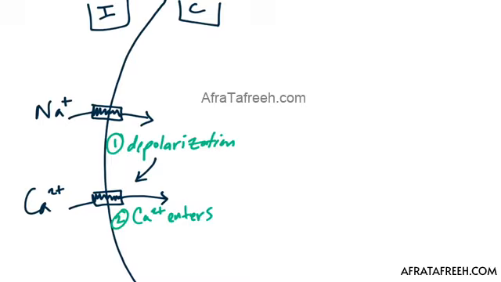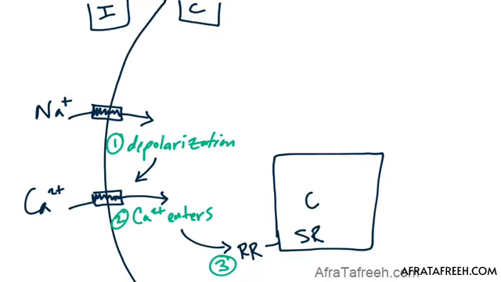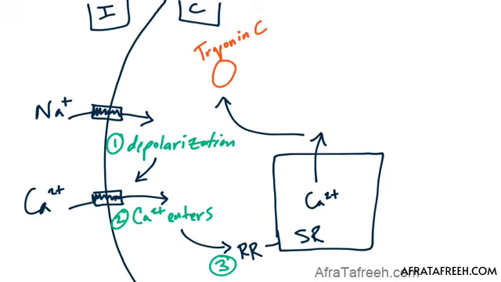Once in the cell, calcium binds to receptors on the sarcoplasmic reticulum called ryanodine receptors, which is the third step in contraction. So this is the sarcoplasmic reticulum. It has ryanodine receptors, and when calcium binds to these, that is the third step. It causes calcium within the sarcoplasmic reticulum to leave into the cytosol. This calcium can then bind to troponin C, which is the fourth step in contraction.